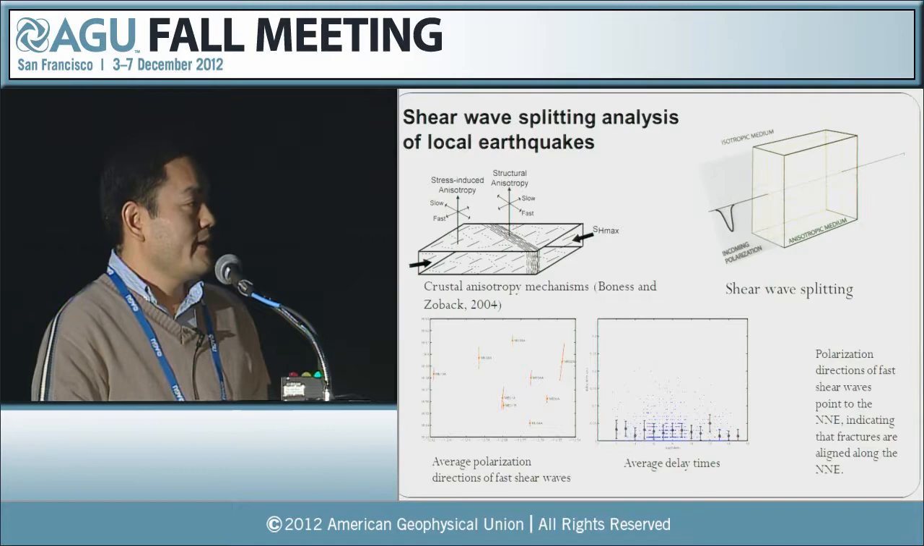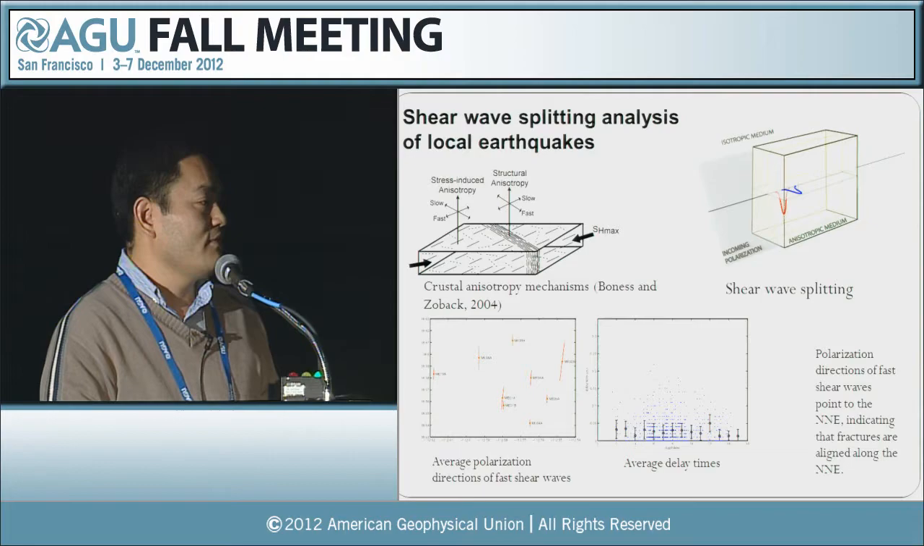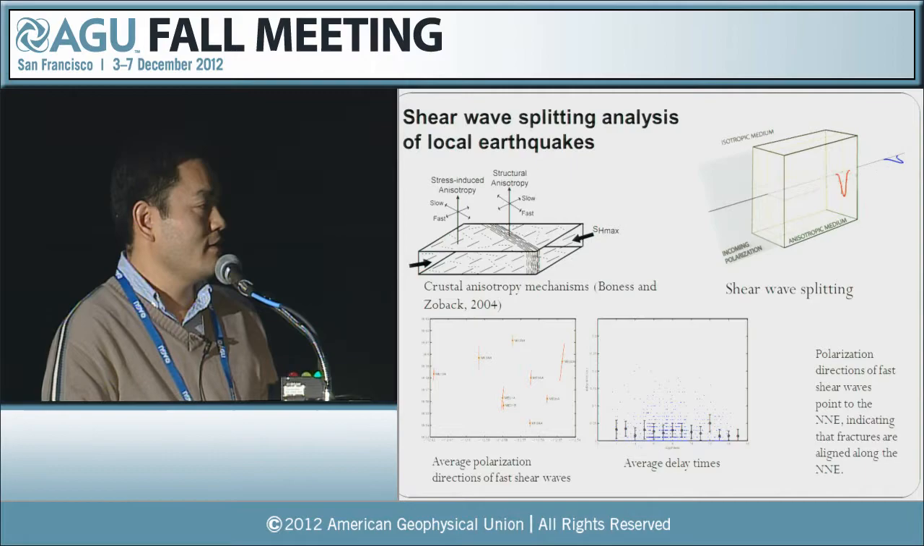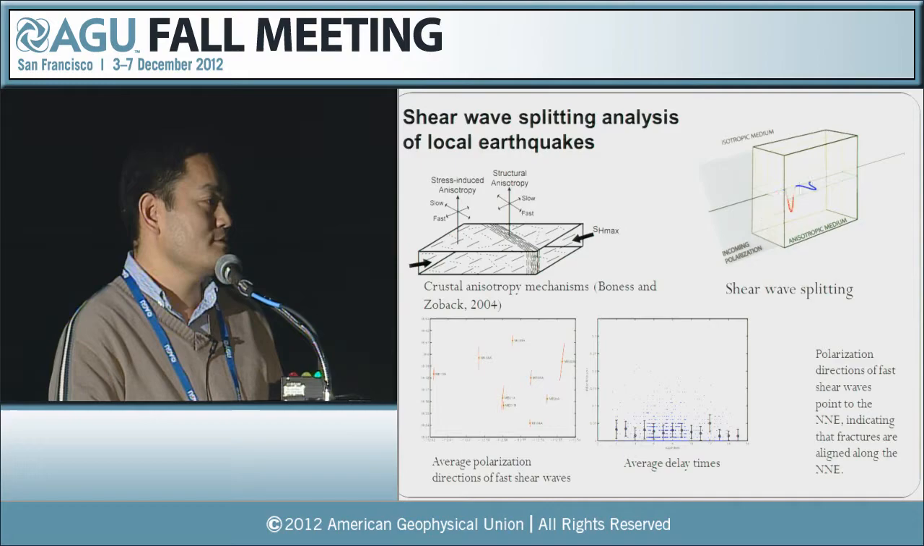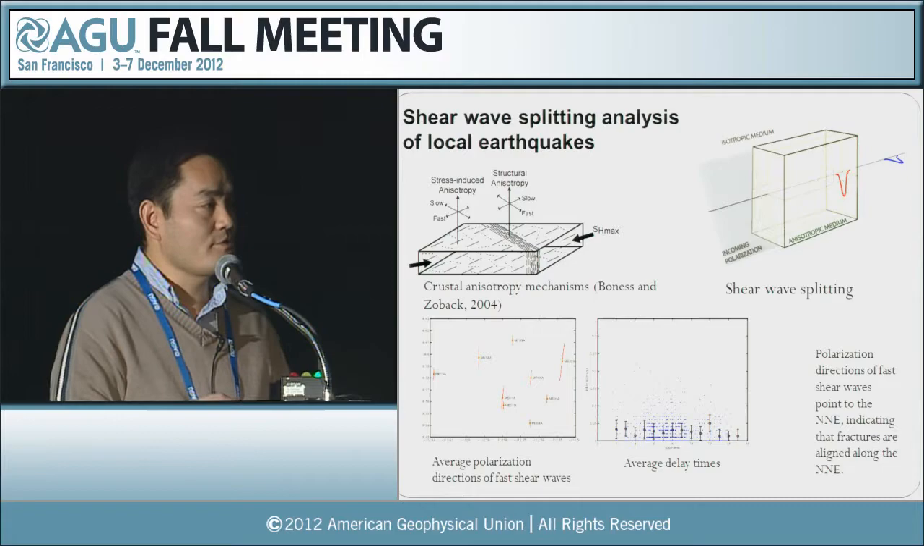This plot shows the average polarization direction of fast shear waves. We can see on these nine stations, the fast direction is north-northeast, meaning that the fractures are along this direction. And this is the average delay times for event depths. We can see basically there's no trend of increasing delay times with increasing depths, meaning that the anisotropy is mainly focused around the shallow area.